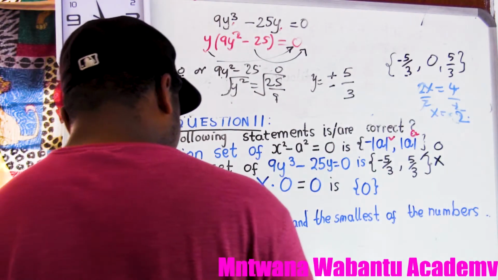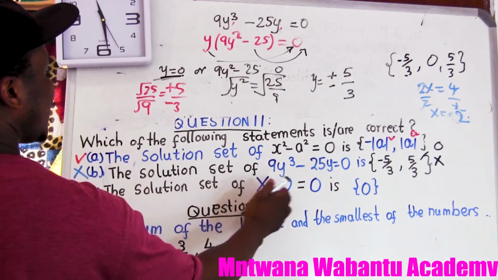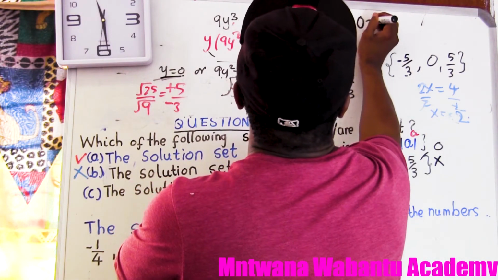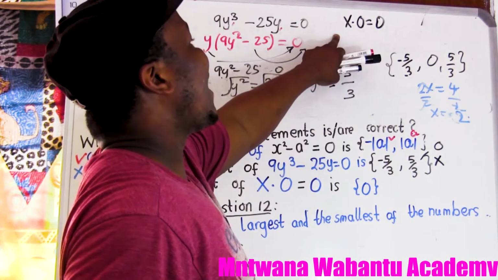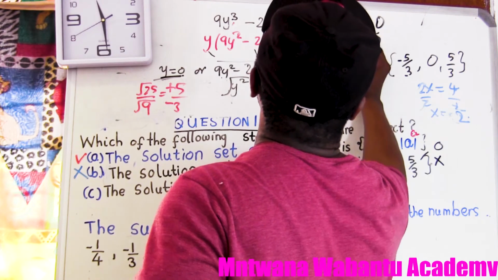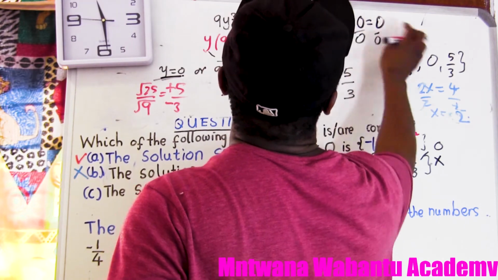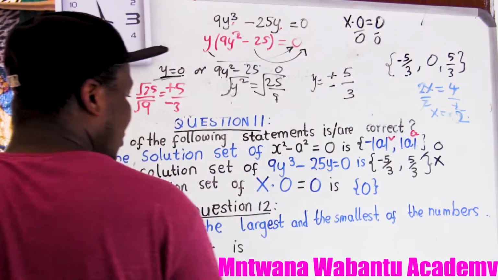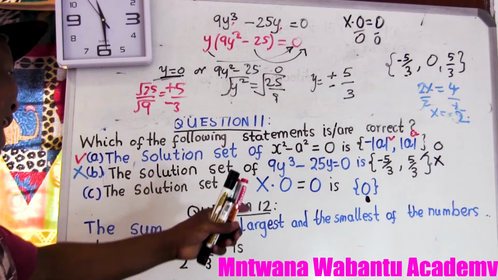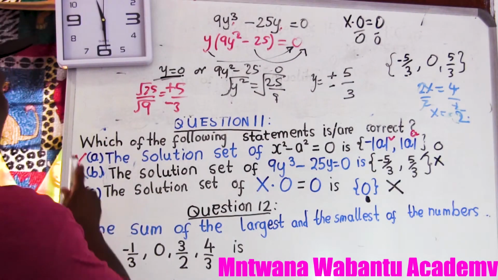Now let's come to this question here. Let's say x times 0 equal to 0. Let's do the same procedure and see if it's true or not. You've got x times 0 equal to 0, right? Because you want to get the value of x, let's divide by 0. If you divide by 0, this is going to be undefined. 0 divided by 0 is undefined. So in that case, it's not true. The solution set is not true. It's undefined. So this is false. So my only option is going to be only option 1.